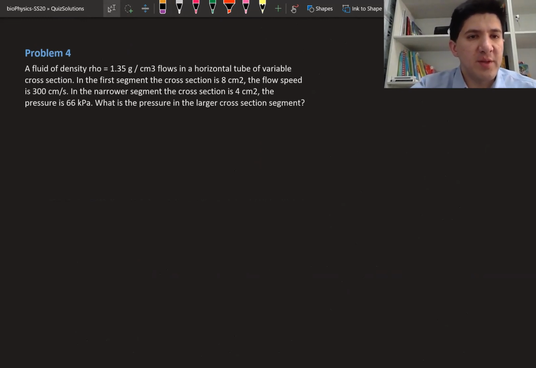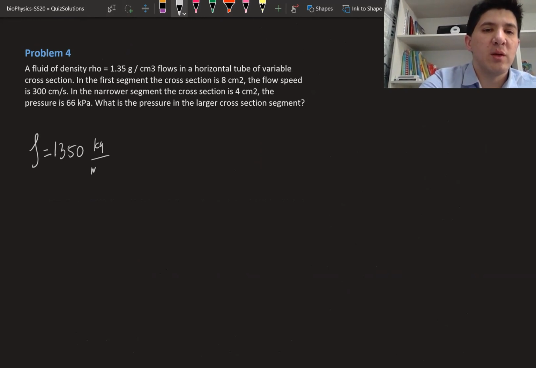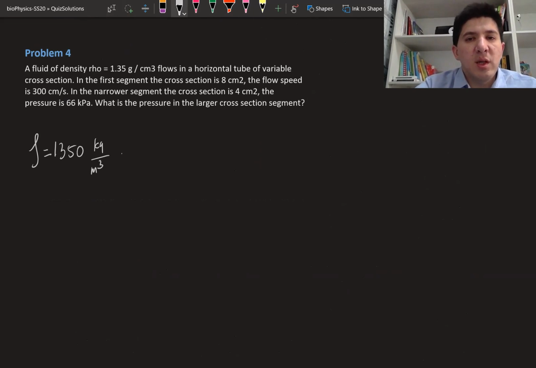A fluid of density rho, given as 1,350 kilograms per meter cubed, flows in a horizontal tube with variable cross sections. In the first segment, the cross-sectional area is 8 centimeters squared. The flow speed is 300. In the narrower segment, the cross-sectional area is 4. The pressure is 66 kilopascals. What is the pressure in the larger cross-section segment, right?